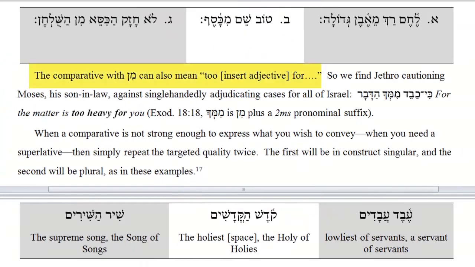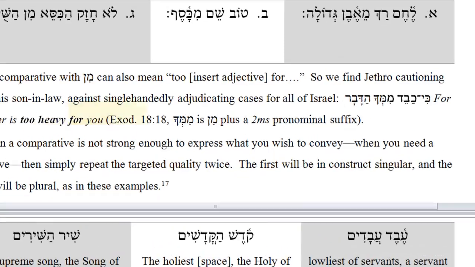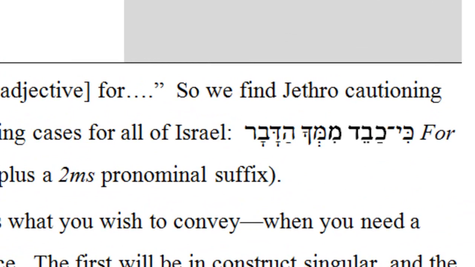The comparative with min in Hebrew governs yet another idiom that's worth being aware of. We might consider this the idiom of excessiveness. So notice the example. We find Jethro cautioning Moses, his son-in-law, against single-handedly adjudicating cases for all of Israel. He's going to be saying that the matter is too heavy for you, excessively heavy for you. That is achieved in Hebrew by using the preposition min together with an adjective.